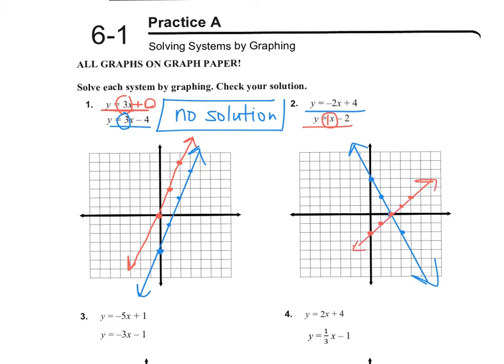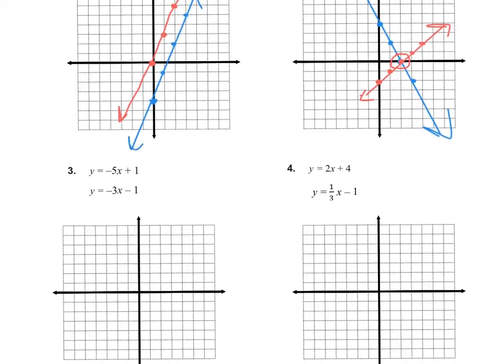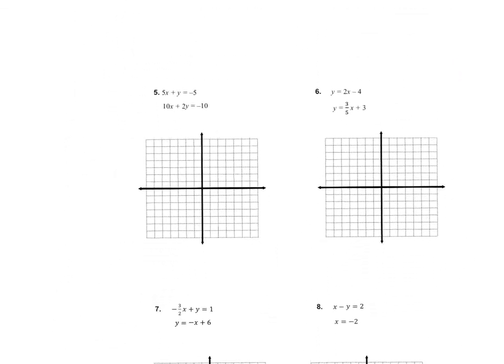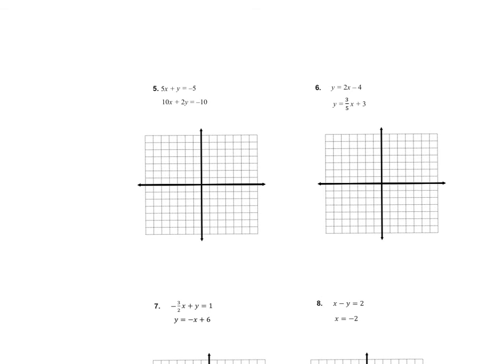Your solution is wherever they meet. So this point right here is your solution, and that point is the point 2, 0. We went 2 to the right, we went 0 up and down, so this is my answer. Okay, now we're going to jump down to number 5 because I want you to see a little bit of standard form.